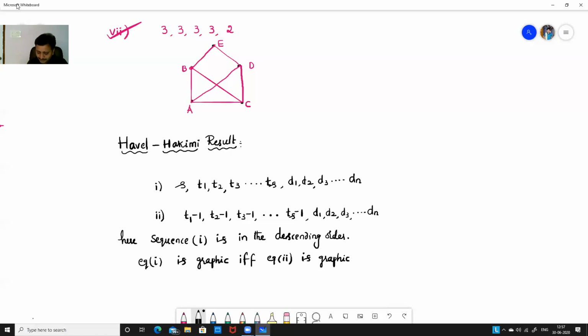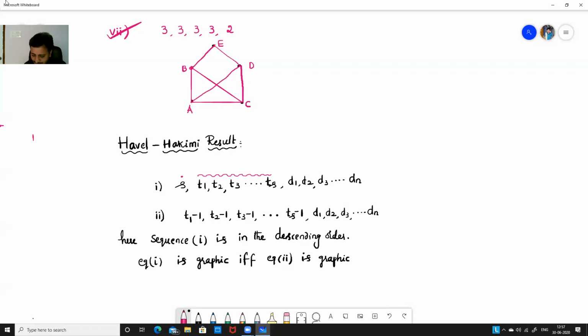Here, what is the meaning of the first sequence? Please understand this. S indicates that we have to consider the first S degrees. Like here T1 indicates a degree, T2 also indicates a degree, T3 also, and TS also. It means we have to consider S vertices' degrees. From those S vertices' degrees, we have to subtract one.